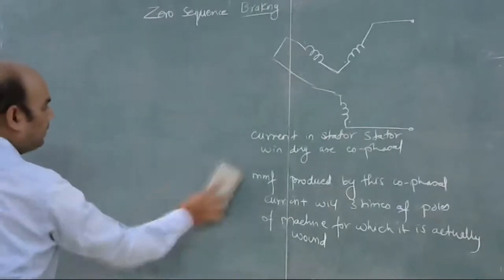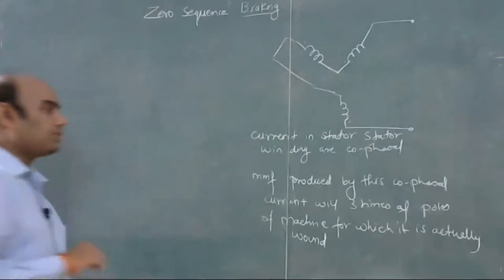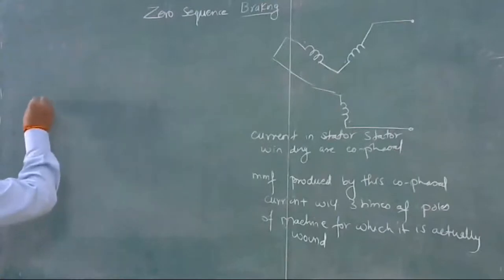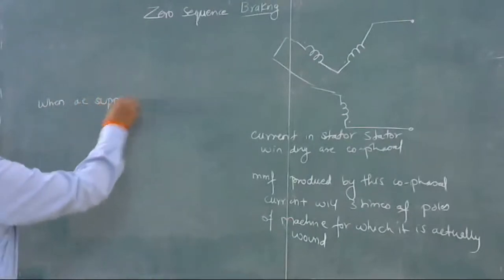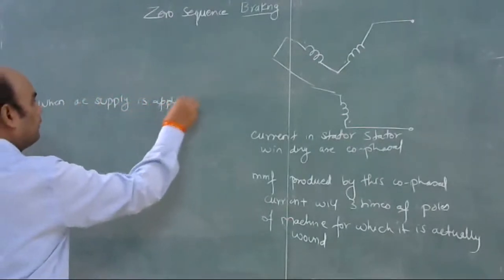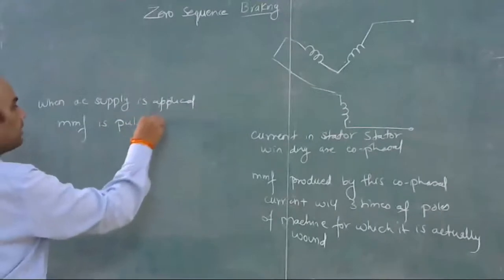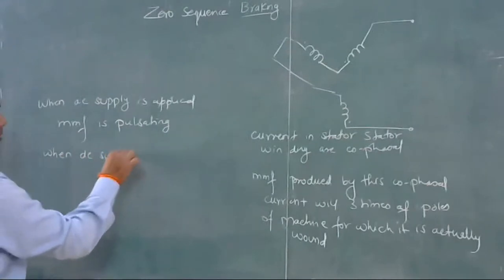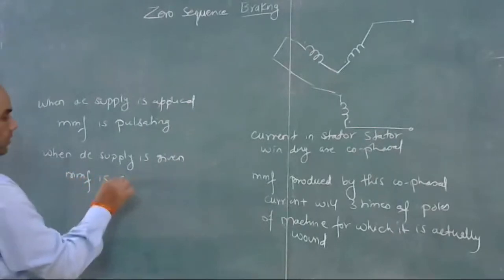If we are giving AC supply, the MMF produced by this current will be pulsating in nature. When AC supply is applied, MMF is pulsating in nature, and when DC supply is given, MMF is stationary.